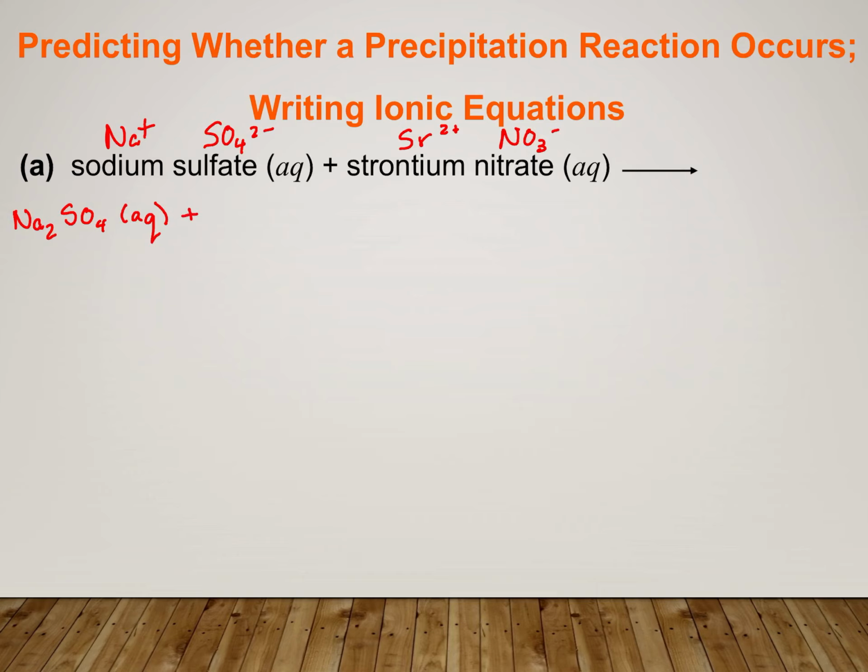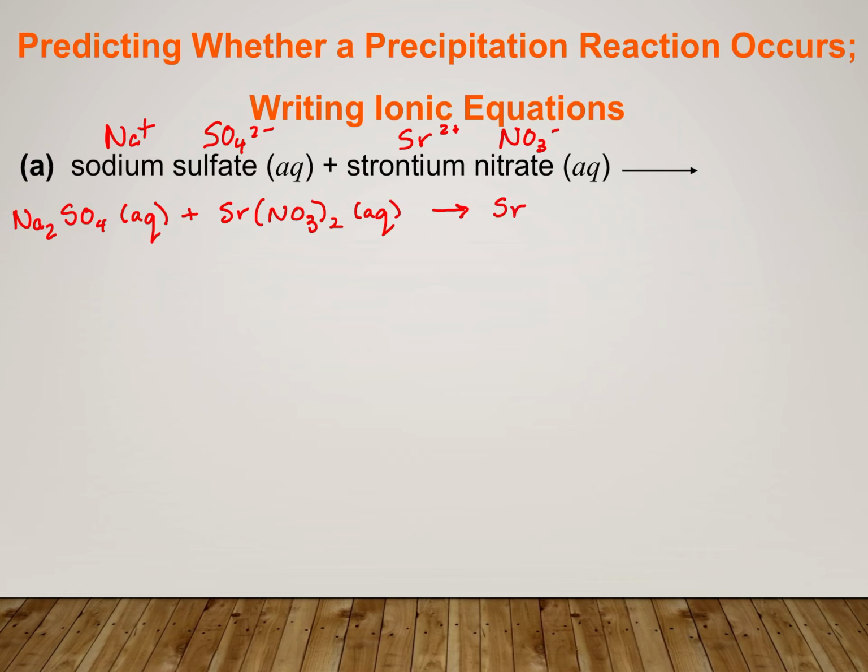And then we're going to have strontium nitrate. Again, strontium nitrate is going to be aqueous because anything with nitrate is always aqueous. So now when we write our products, I like to think of the metals switching. I'm going to switch sodium and strontium, so I end up with strontium sulfate and sodium nitrate.